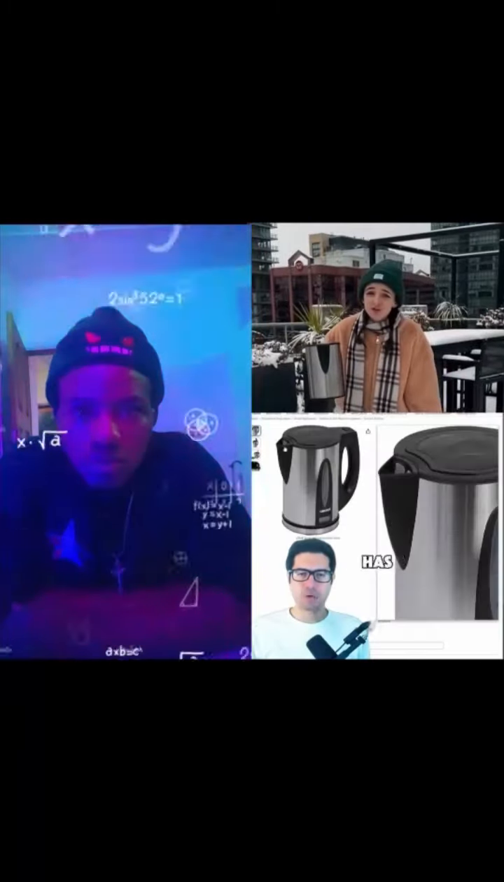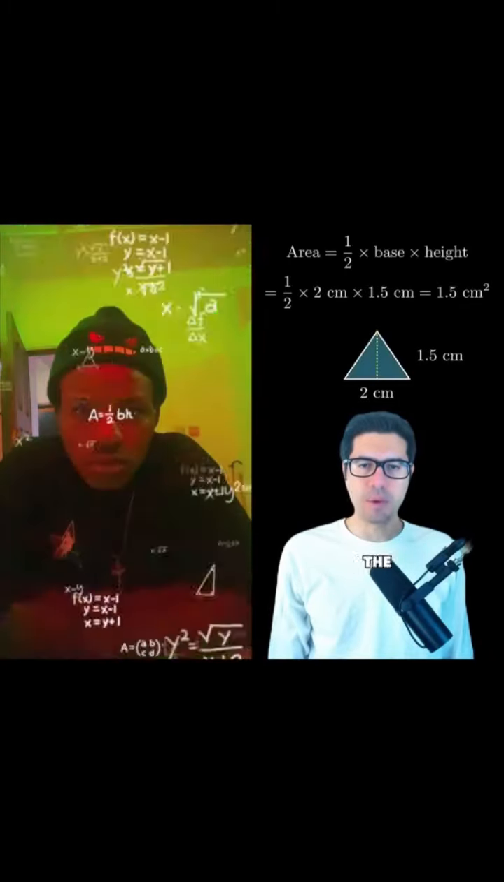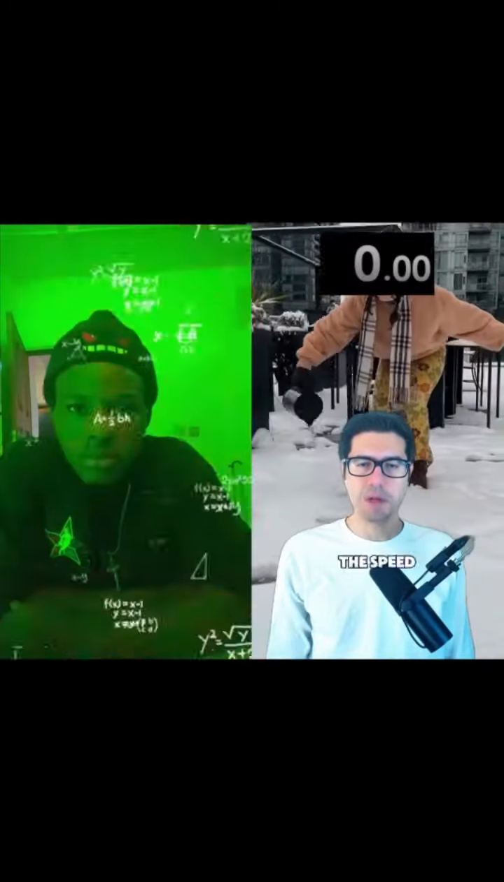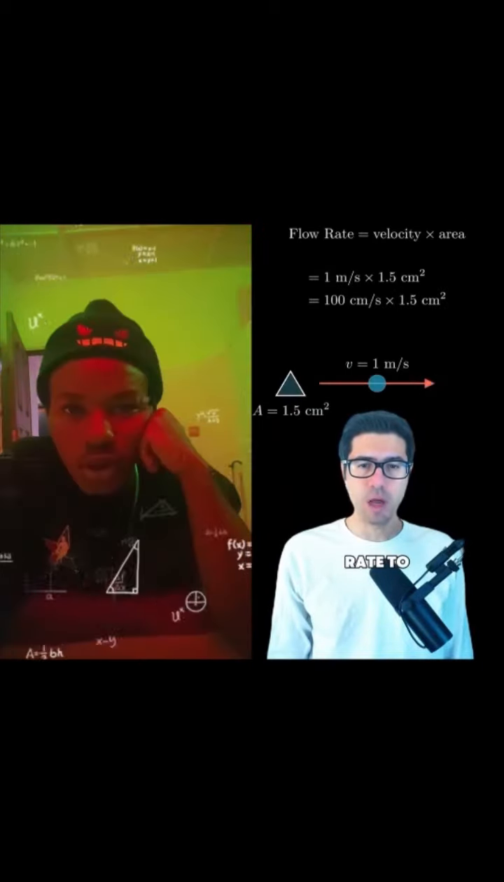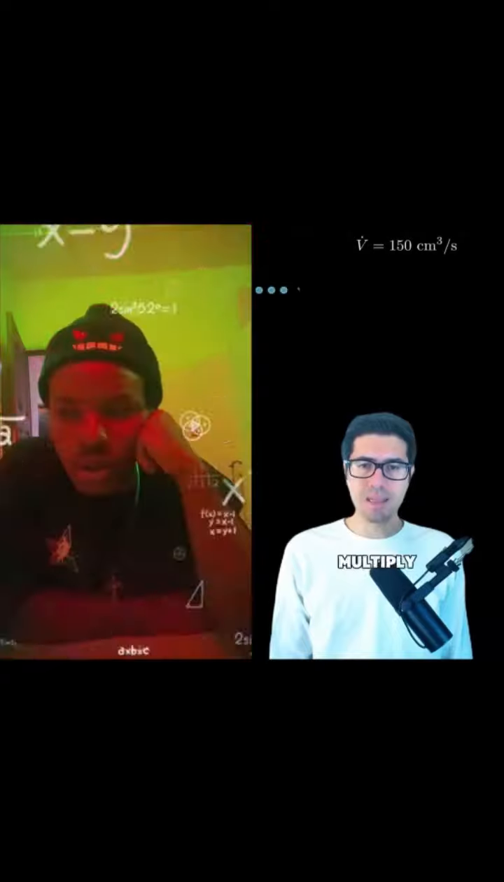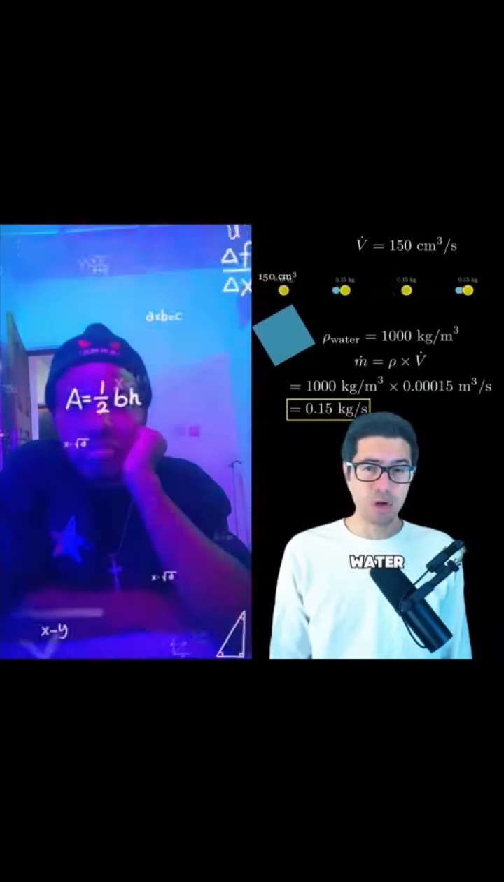I found the same kettle that has a triangular spout, and the cross-section area of it would be 0.5 times the height of the triangle times the bottom side, which will be 1.5 centimeters squared. The speed of the water as you're pouring it is 1 meter per second. Multiply that by the area, and we get the volume flow rate to be 150 centimeters cubed per second. Then we multiply this by the density of water at 1,000 kilograms per meter cubed, and we get the mass flow rate, which is the mass of water leaving the kettle every second.